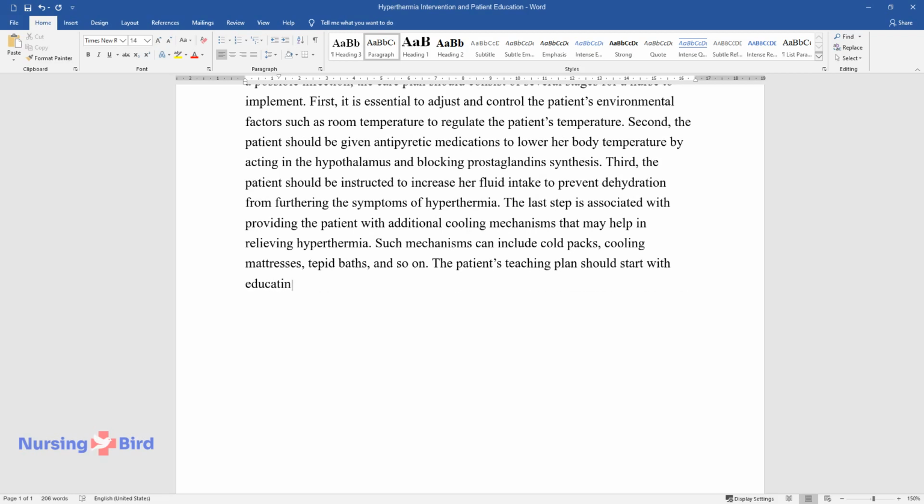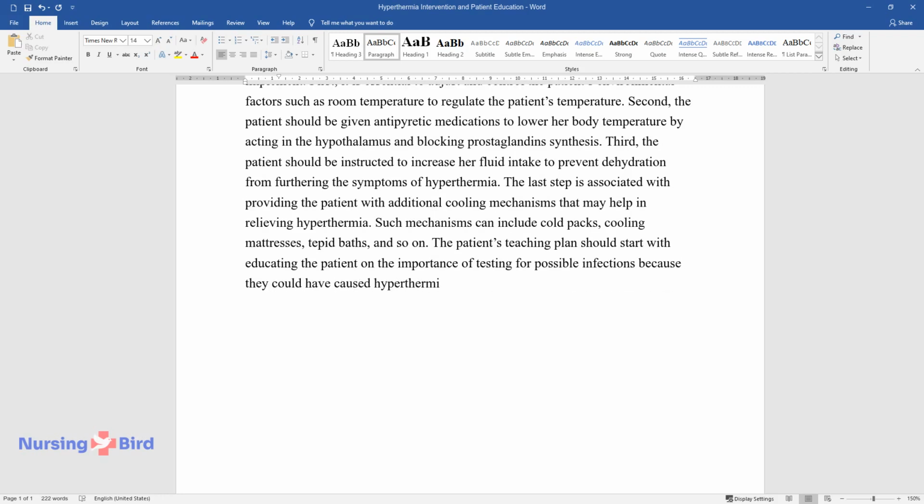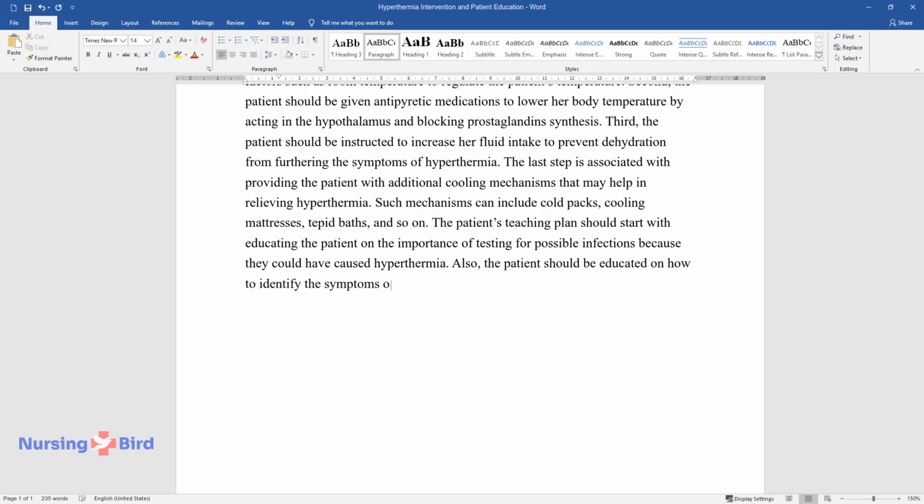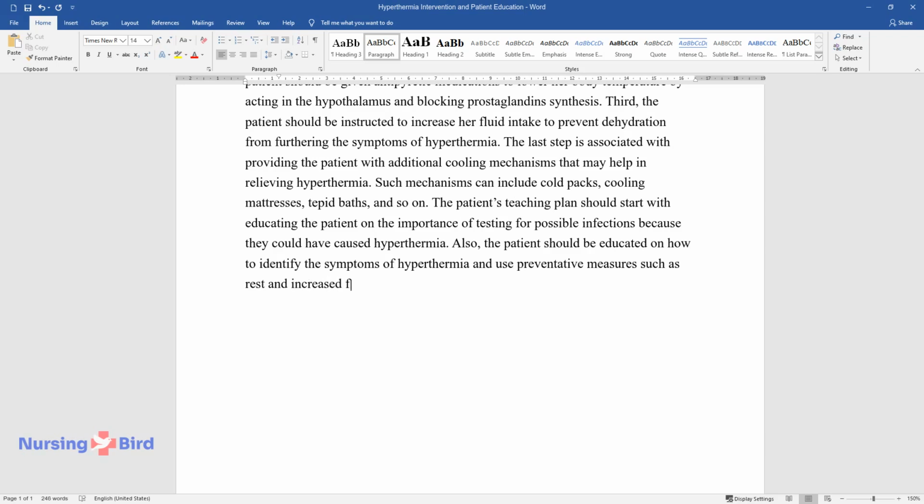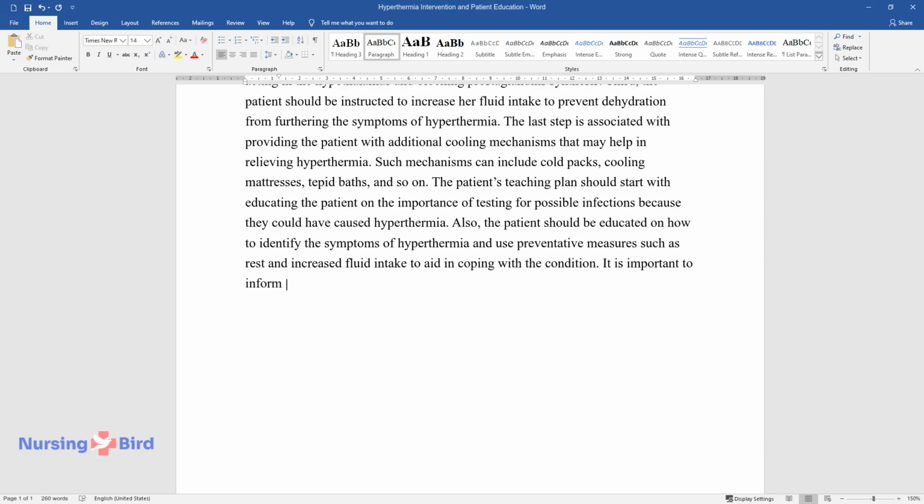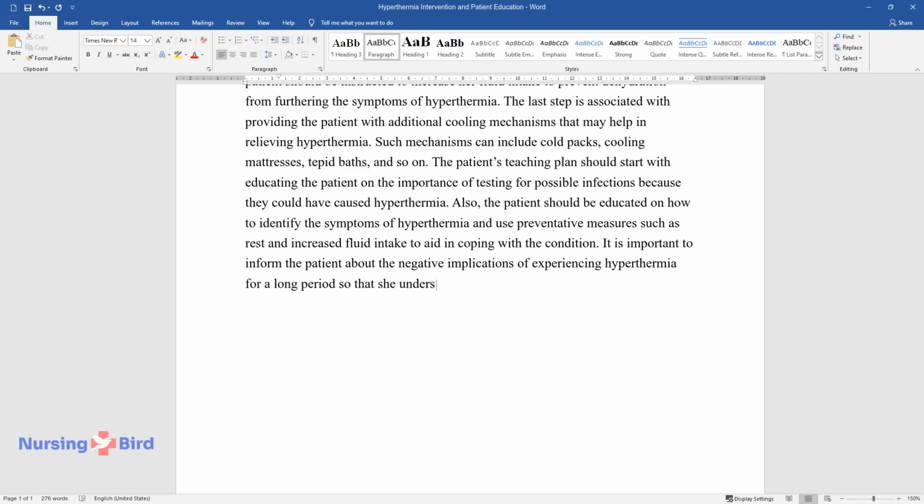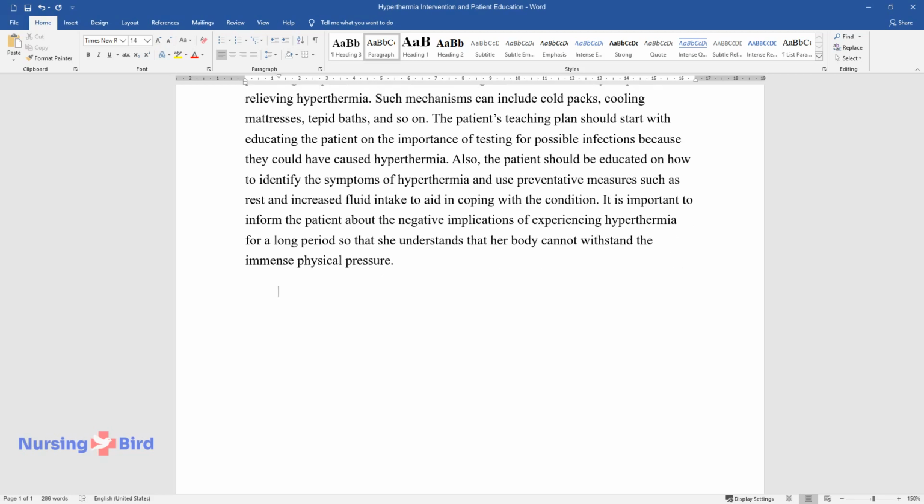The patient's teaching plan should start with educating the patient on the importance of testing for possible infections because they could have caused hyperthermia. Also, the patient should be educated on how to identify the symptoms of hyperthermia and use preventative measures such as rest and increased fluid intake to aid in coping with the condition. It is important to inform the patient about the negative implications of experiencing hyperthermia for a long period so that she understands that her body cannot withstand the immense physical pressure.